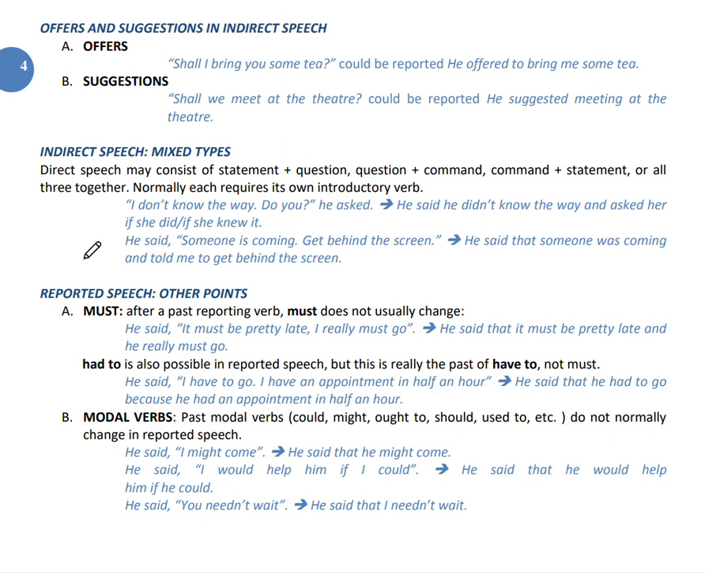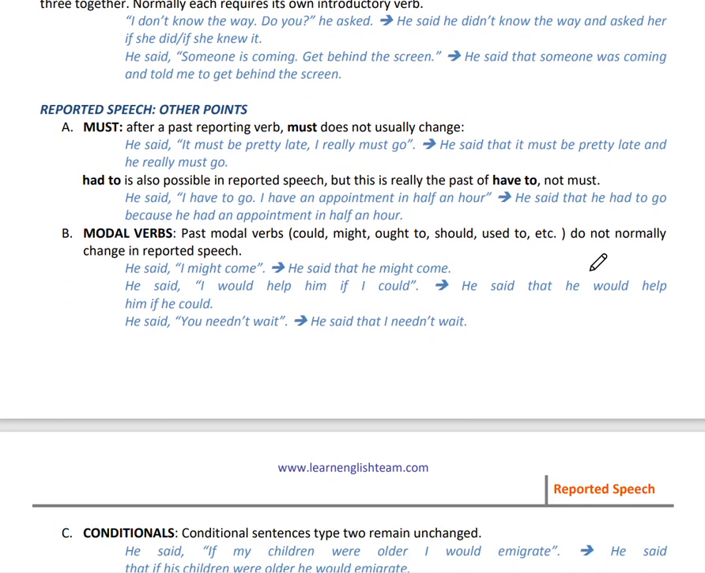He said, "Someone is coming. Get behind the screen." He said that someone was coming and told me to get behind the screen. Great. Reported speech. Other points.